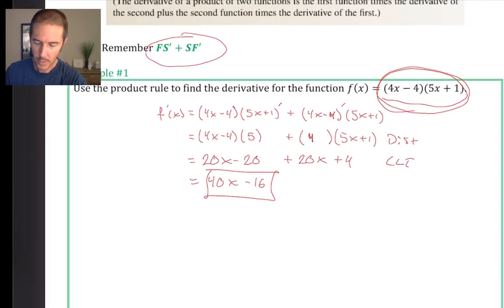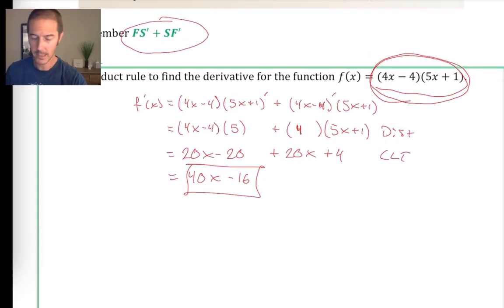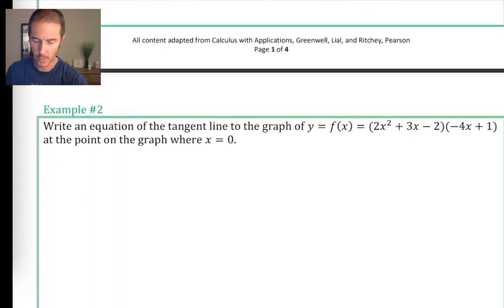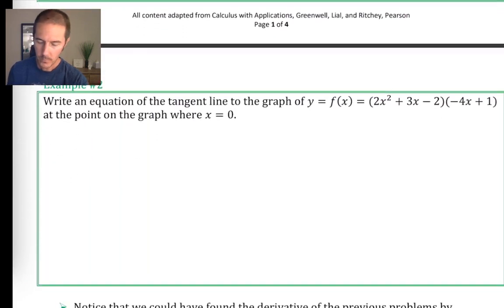So the product rule, that's nice. I like that. Instead of having to FOIL and combine like terms and then take the derivative, I can just do it right away. Here you use the same process. You apply the product rule, then distribute, then combine like terms, and then the question is to write an equation of the line, of the tangent line to the graph at the point on the graph where x equals 0.